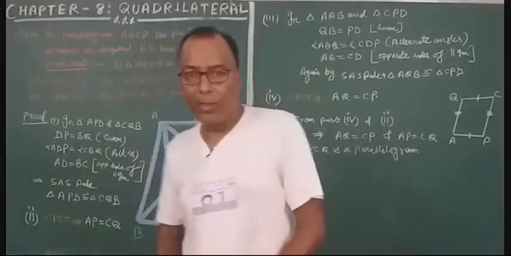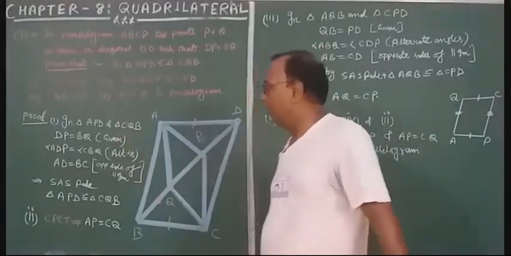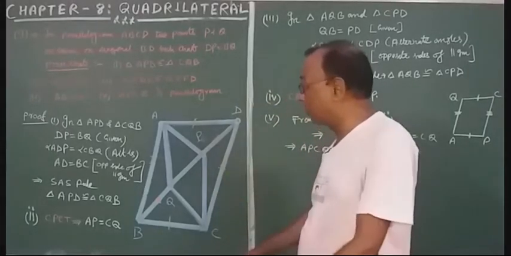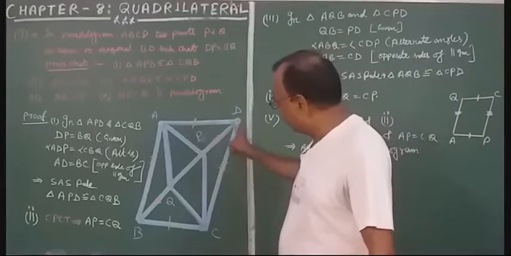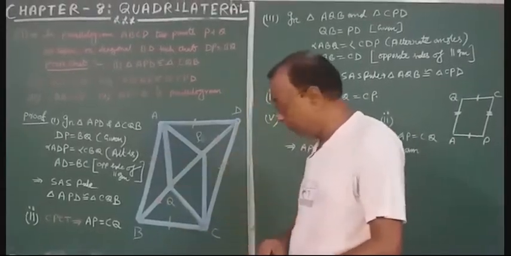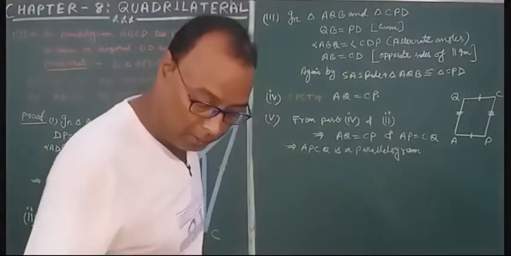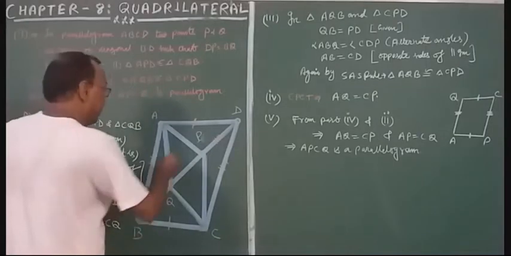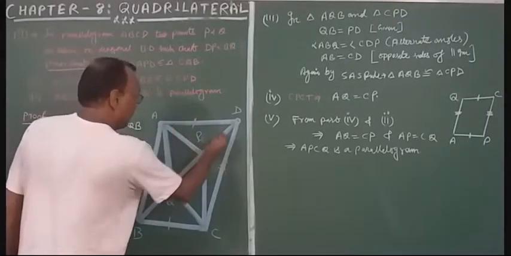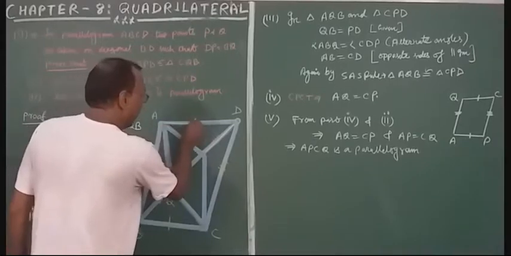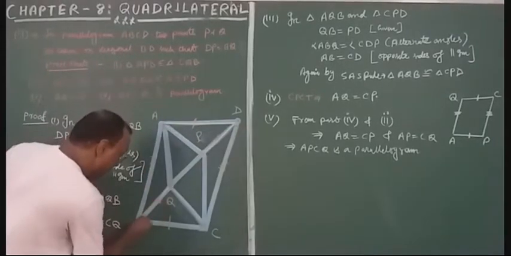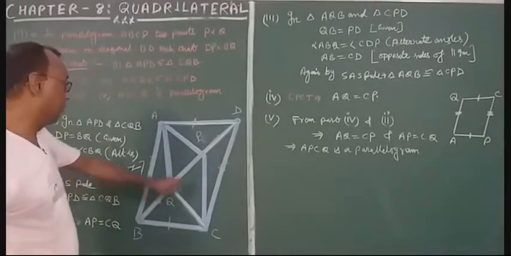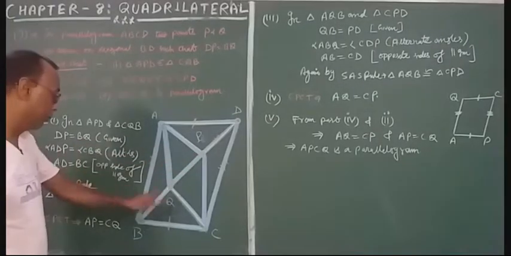So now just look at the proof. This is part first. In triangle APD and CQB, you are given DP is equal to BQ. First thing. These are your triangles now. The first triangle is APD, and this is the other. BQ and PD are equal, that is, DP is equal to BQ.